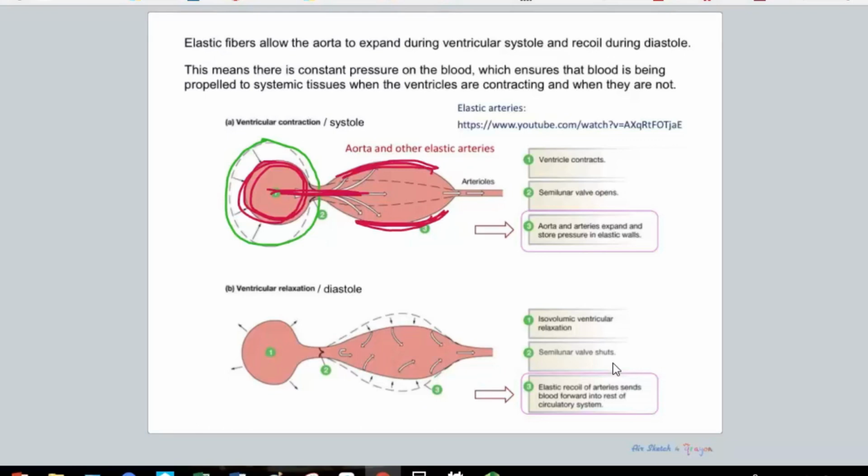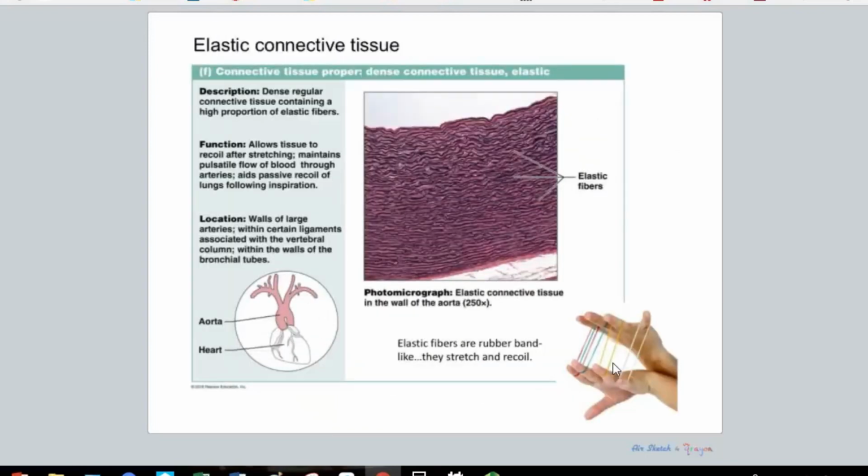And then what happens is when the ventricles relax and blood is not going into the aorta, that elasticity allows the aorta to recoil on the blood and maintain pressure, so we're able to maintain flow. And you can see this here. This is the wall of the aorta right here, and look at all these elastic fibers in there.